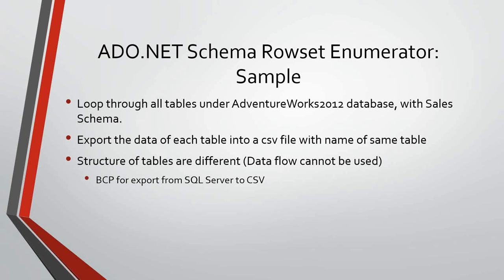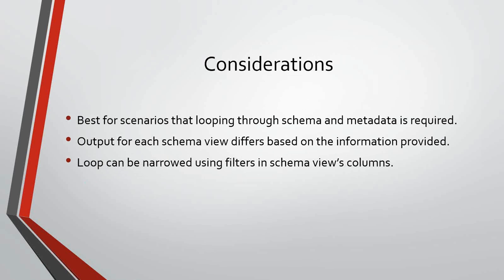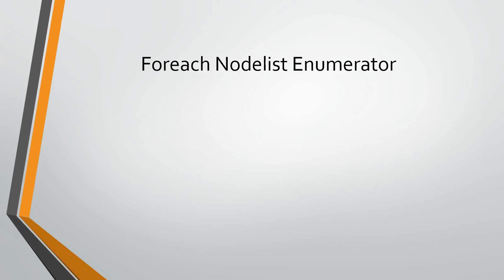Okay, the next considerations about this ADO.NET schema. It is the best scenario when you want to loop through schema and metadata. For example, looping through tables, looping through objects of the source database. The output for each schema might be different. For example, for a list of tables or a list of views, this depends on which information schema you want to use. And the loop can also be narrowed using the filters in schema views.